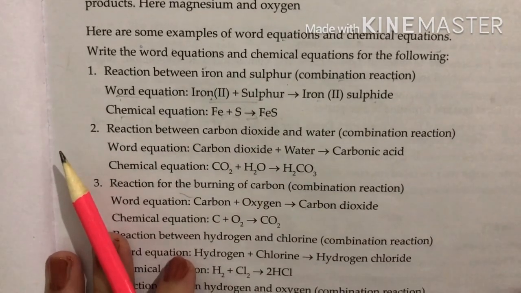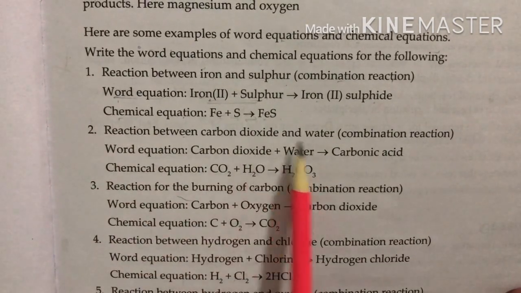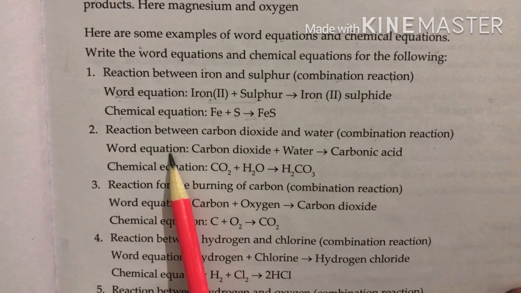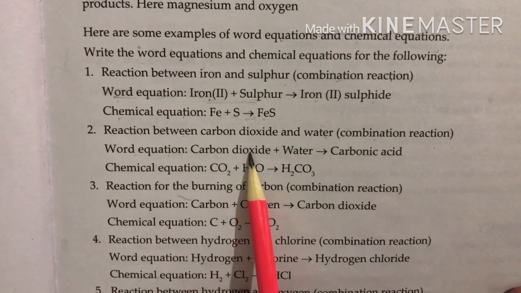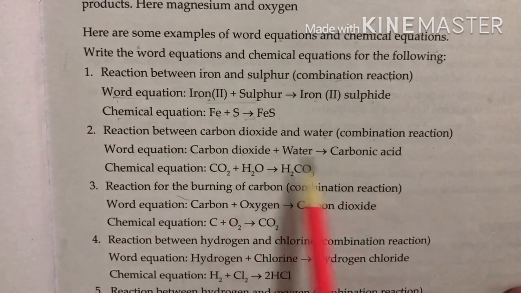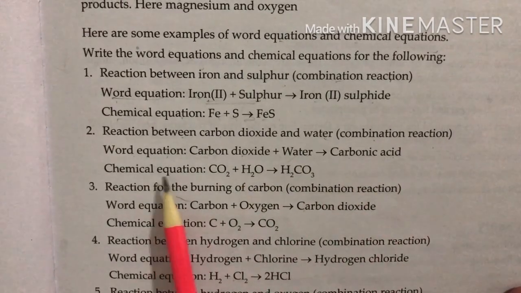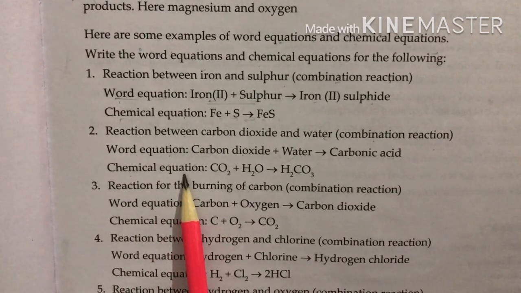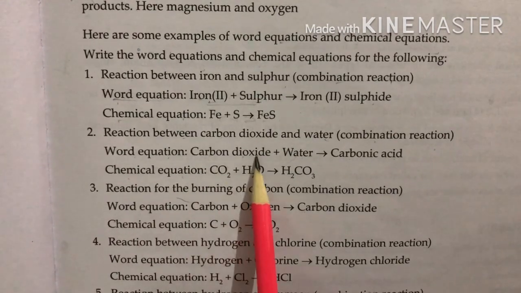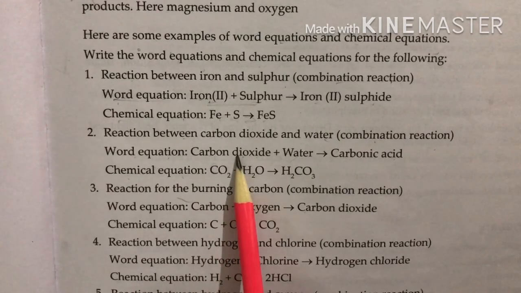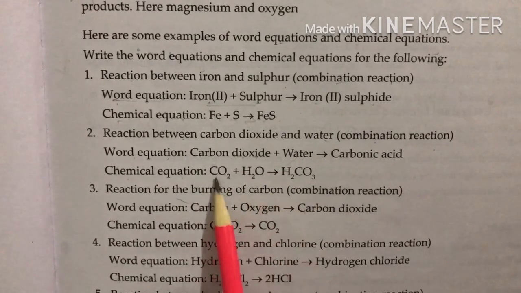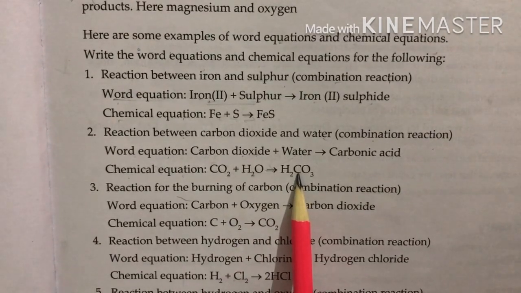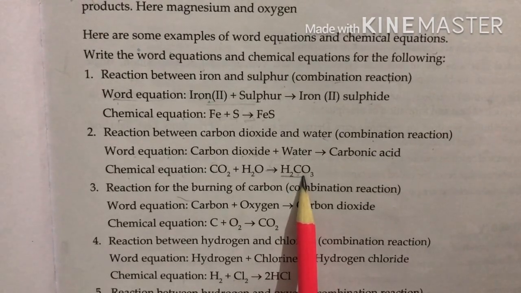They combine and form iron sulfide. Next is the reaction between carbon dioxide and water. It is also a combination reaction. Its word equation uses the names: carbon dioxide and water combine and form carbonic acid. In the chemical equation we use symbols and formulas. For carbon dioxide, there is one carbon, di means two, and oxide means oxygen. So carbon dioxide plus water gives carbonic acid. This acid is called carbonic acid.